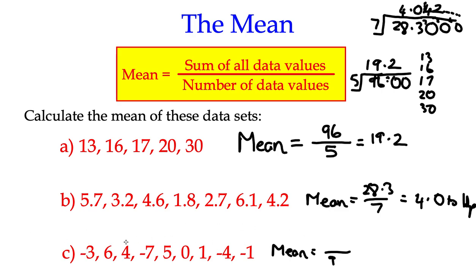Now the negatives, of course, will cancel out. So you've got 3 and 4 is 7. Subtract 7 is 0. 5 and 1 is 6. Subtract 4 is 2. Subtract 1 is 1. Okay, 1 divided by 9. Well, we could write that as 0.111, but I'm going to leave that as a ninth, or as 0.11 to 2 decimal places. So we can see that to calculate the mean, add them all up, divide by how many there are, but I want to see that fraction written out first of all before your final answer.